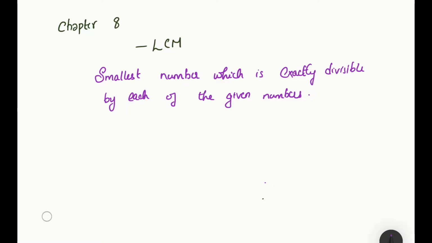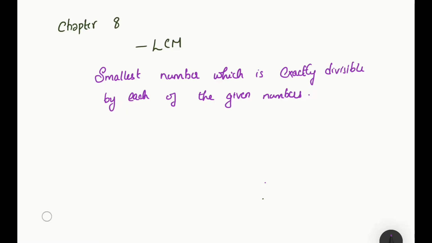So in the previous classes we had learned about HCF, that was the highest common factor. So this is the lowest common multiple. In this case we will be dealing with the multiples and we will find the lowest common multiple. So for a given set of numbers, we have a few methods to find the lowest common multiple.